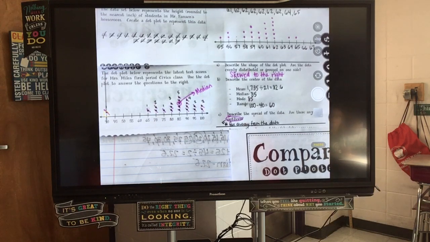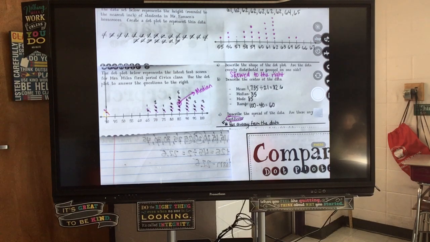This poor Bryson over here who got his 40 because he didn't study like the rest of us. Just kidding. But no, this student clearly did not study, didn't do a very good job, and they have this crazy low score, which is bringing down the average of everything else, right?